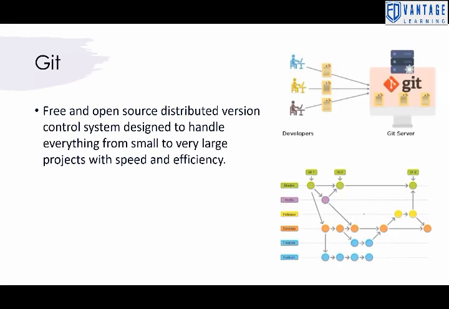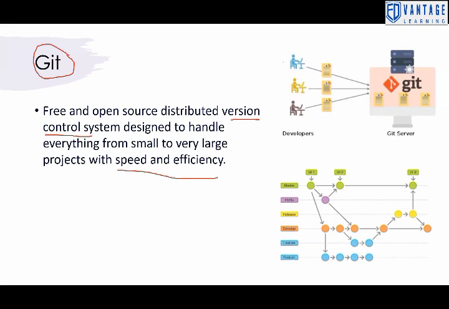Apart from these Python tools, there will be Git. Git is basically a version control system. For example, if in a particular software development project, multiple people are working together, how do you combine all their different development work? For that situation, Git comes into the picture. Git is a free and open source distributed version control system, so that everything can be handled in a large project with speed and efficiency.